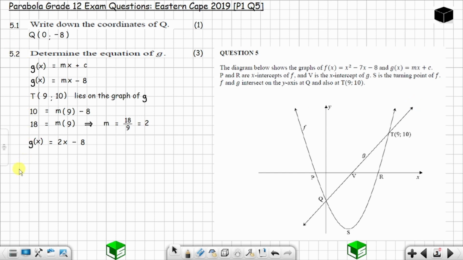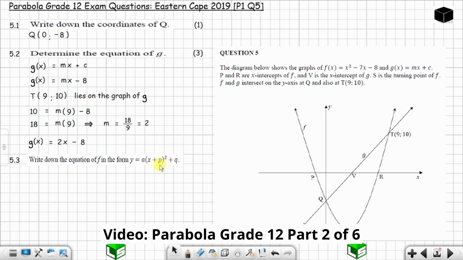Now 5.3, the question is: write down the equation of f in the form y is equal to a, in brackets x plus p, close the bracket, squared, plus q. You are requested to write down the equation in this form. This is known as the vertex form or the turning point form. Remember this from the lesson on Parabola, part 2 of 6. Please go check that video.